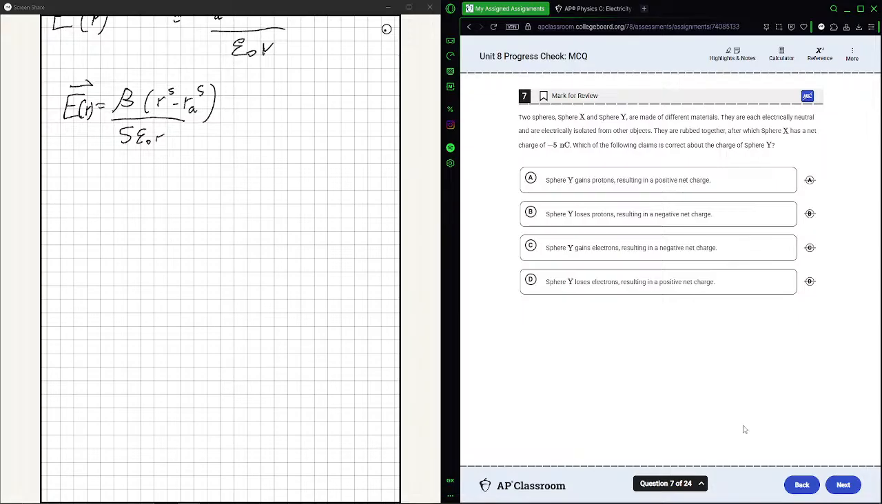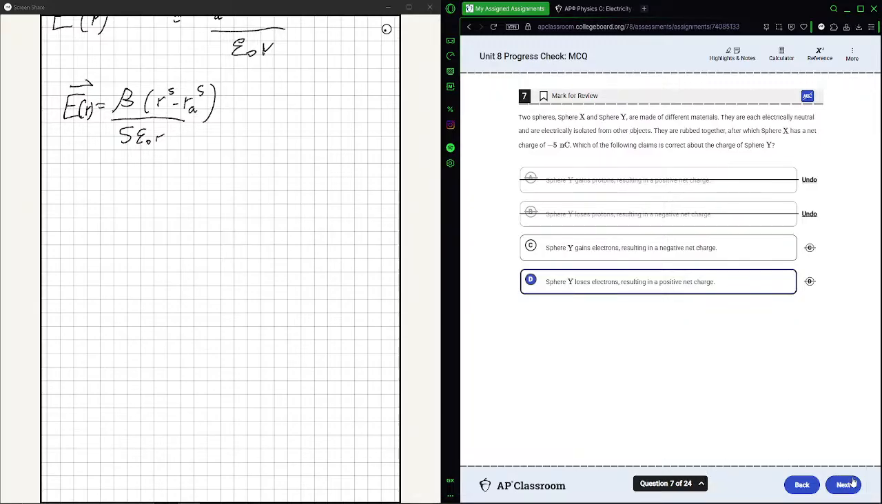Alright, FRQ. Okay, let's do this one. No diagram means it's easy. X and Y are electrically neutral and isolated from other objects. They are rubbed together, after which X has a net charge of -5. What that means is that X gains electrons. Nothing can gain or lose protons. Protons don't move. Since X is now negatively charged, it gains electrons, so that means Y loses electrons.